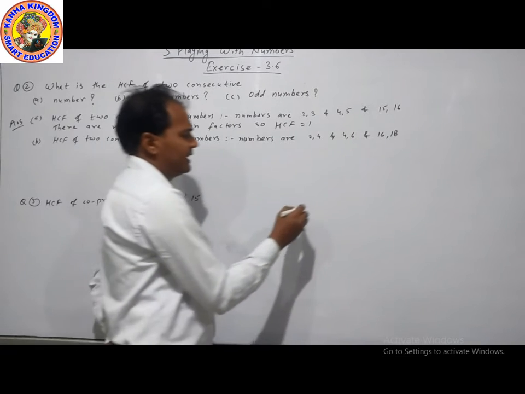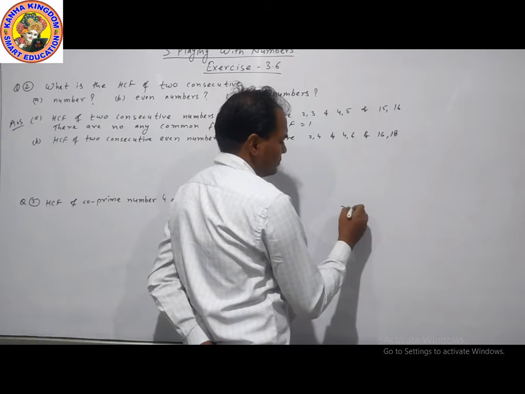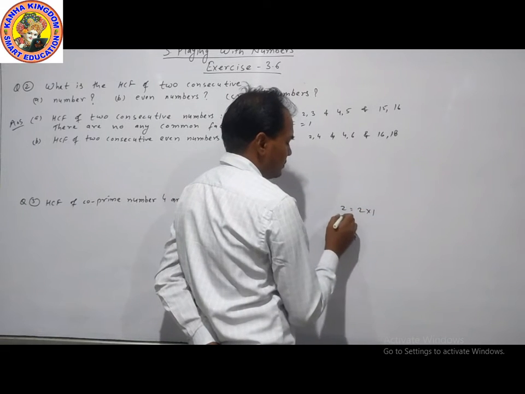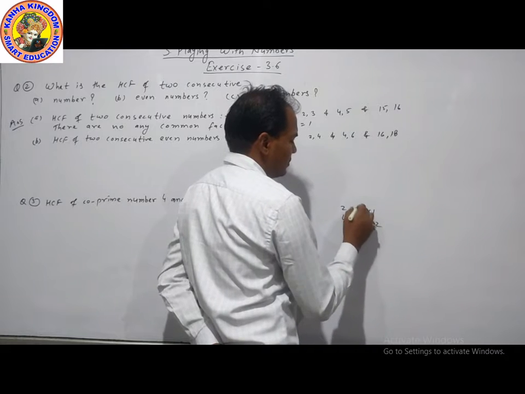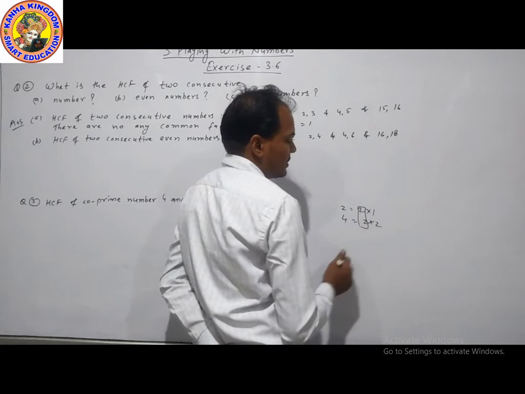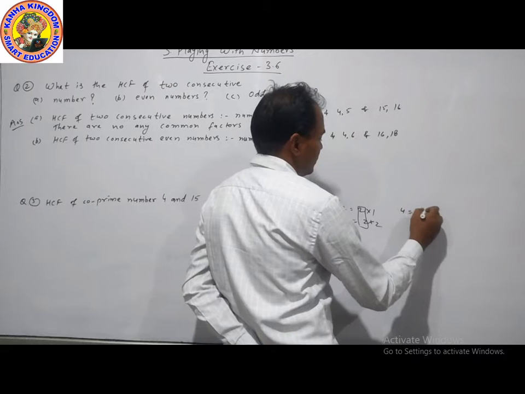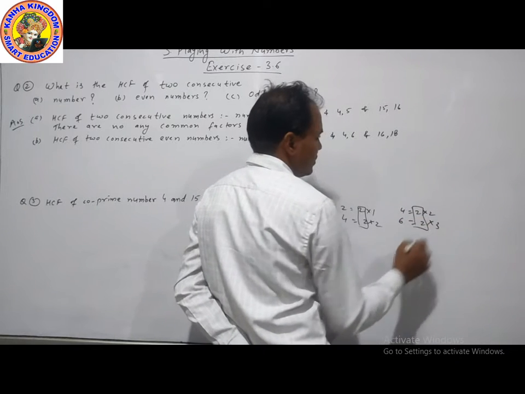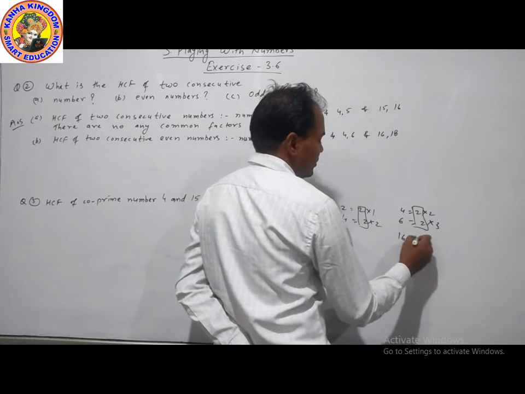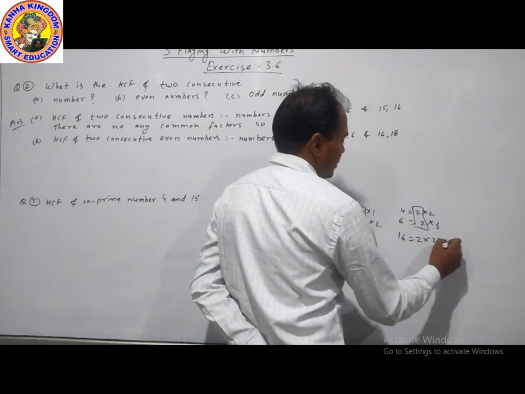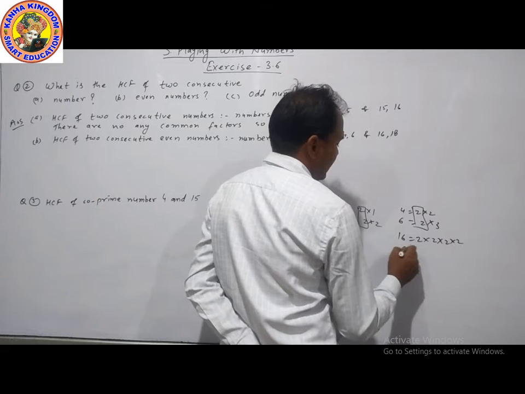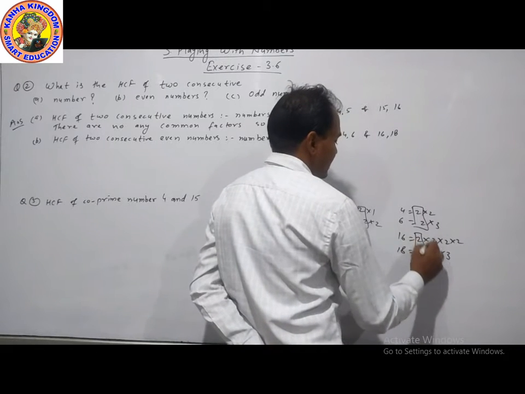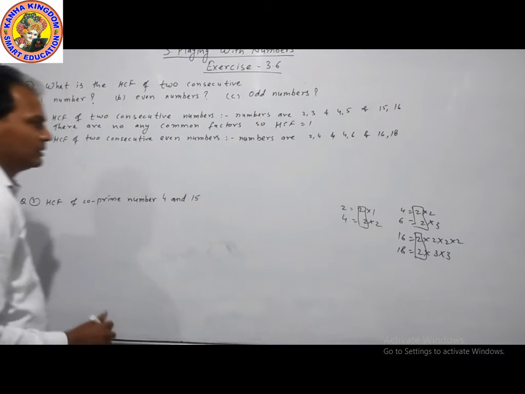If we take 2 and 4, the prime factors of 4 are 2 into 2, then the HCF is 2. If we take 4 and 6, 2 into 2 and 2 into 3, the HCF is 2. If we take 16, 2 into 2 into 2 into 2, and 18, 2 into 3 into 3, the HCF is 2.